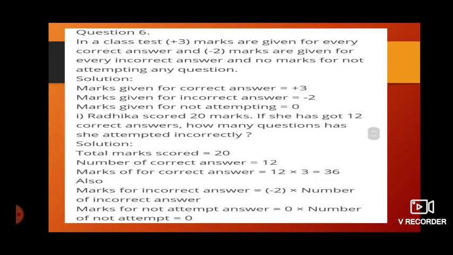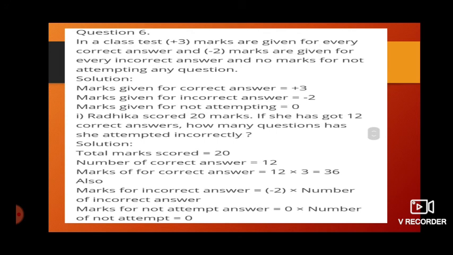Next, question number 6. In a class test, plus 3 marks are given for every correct answer and minus 2 marks are given for every incorrect answer, and no marks for not attempting any question. Now we have different questions for this. First, I'll write whatever information they have given. Marks given for a correct answer is equal to plus 3. Marks given for an incorrect answer is equal to minus 2. Marks given for not attempting any question will be 0.